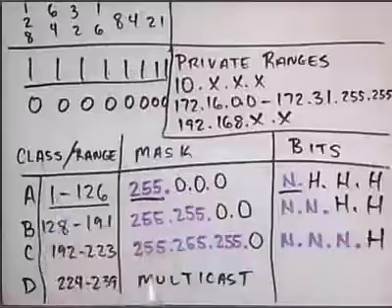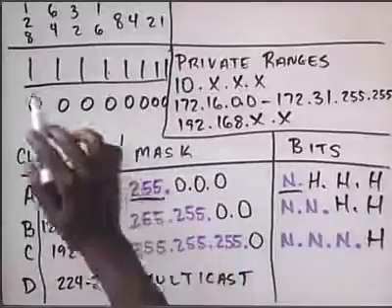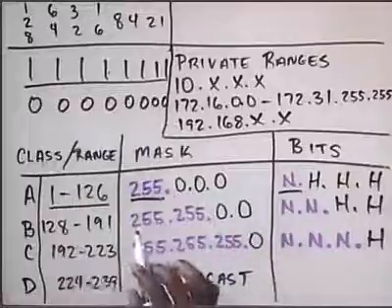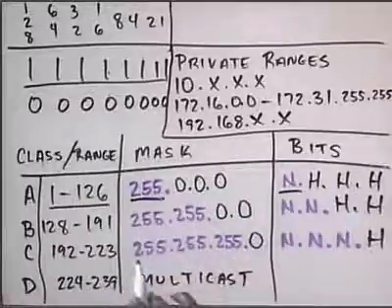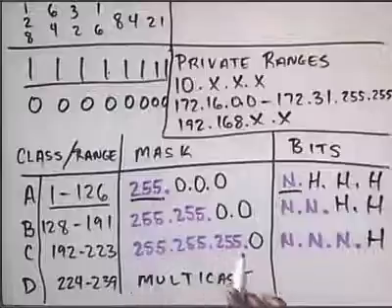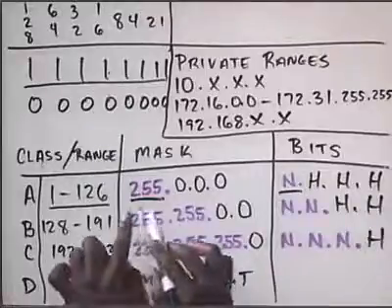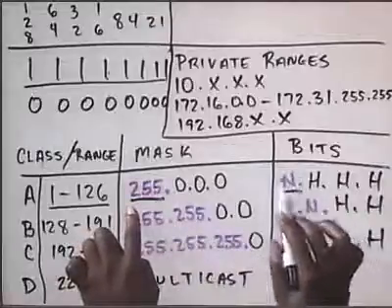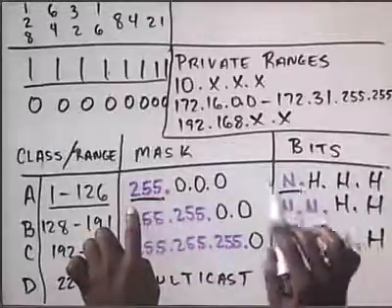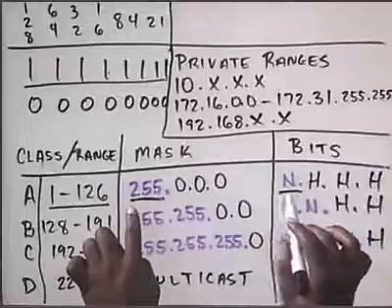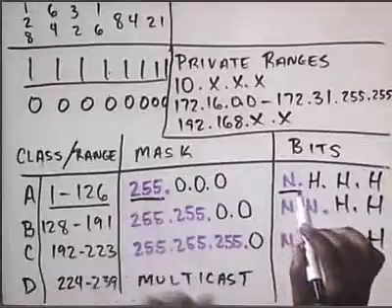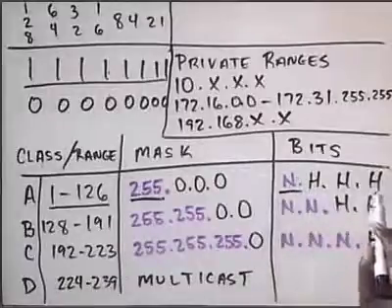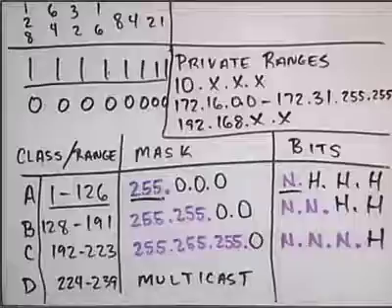So the Class A mask is an 8-bit mask, 255.0.0.0. Class B has a 16-bit mask. Class C has a 24-bit mask. With the Class A address here, the mask being 8 bits indicates that the first 8 bits in an IP address are network bits. The remaining 24 would be left over for host bits.